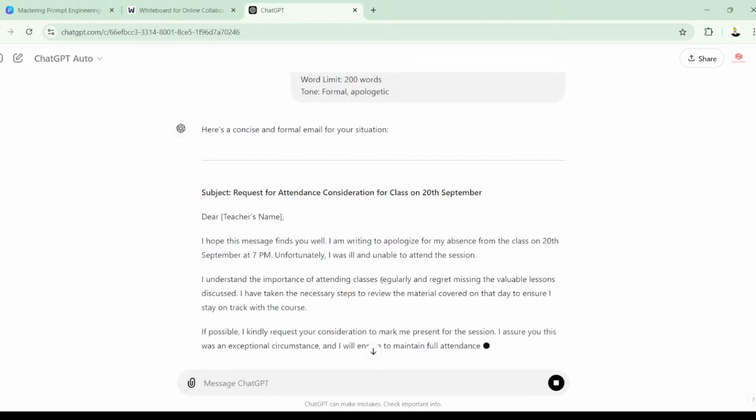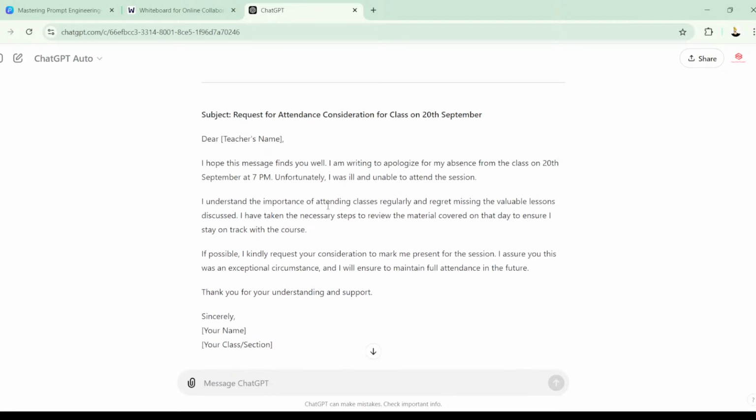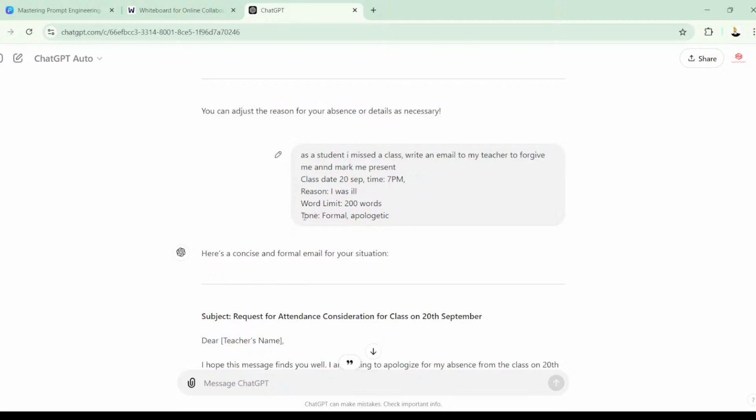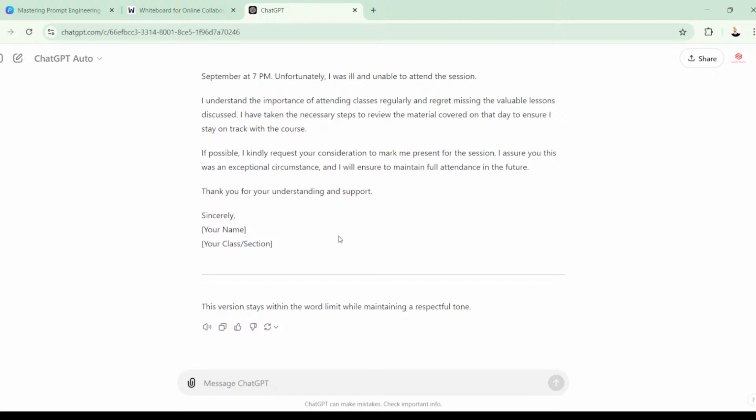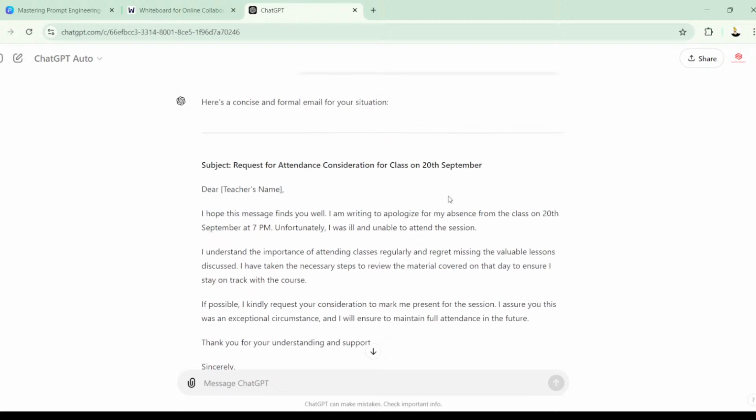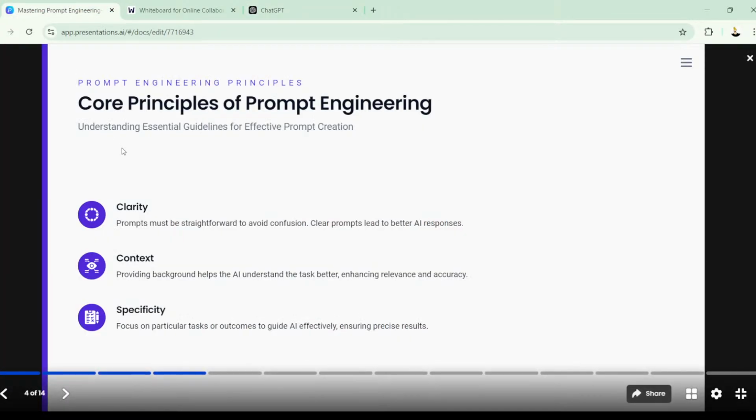Now you can see we have a better, specific prompt that is more clear and has context too, right? It has 200 words, I think. And now we have more context and details here, because I was ill, and as I have mentioned, tone formal and apologetic. So this is the tone we have carried here. Got it? So this way we have completed the core principles of prompt engineering. These three.